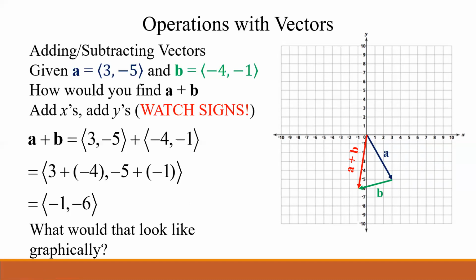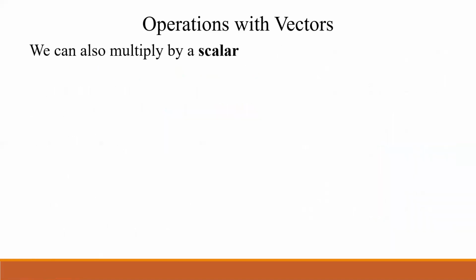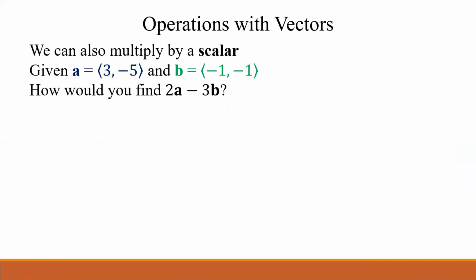So let's take this one kind of step further. What if I want to also multiply a vector by something? We call this scalar multiplication, if we multiply something just by a number out front. So I left a the same. I changed my b vector just to make it a little easier to graph at the end, so I'm going to run out of room.